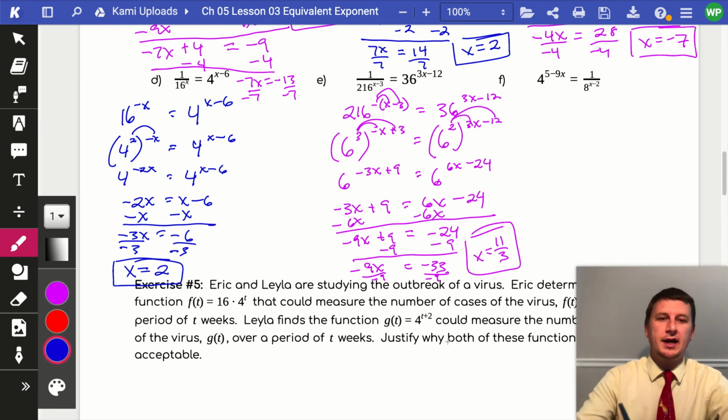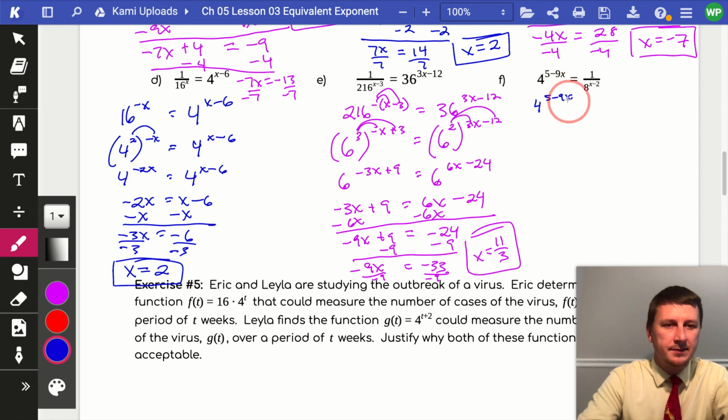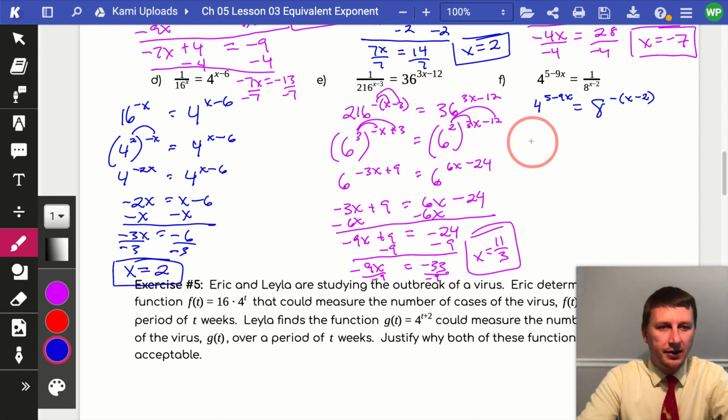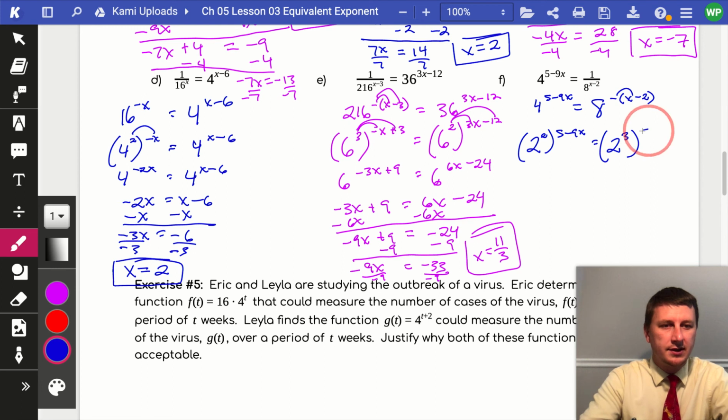And our last one for this exercise is part F, where we have 4 to the 5 minus 9x is equal to, and I'm going to bring that to the top by doing 8 to the negative x minus 2. Now, 4 to the second power is 16, so I can't change the 8 to a 4 to a power, so I'm going to have to change them both, and both of them are powers of 2. 2 squared gives you 4. So I'll have 2 squared, and then 5 minus 9x is equal to 2 to the third, as we saw before, and I'll distribute this to save some room. Negative x plus 2. I'm going to do some distribution. I'm going to get 2 to the 10 minus 18x is equal to 2 to the negative 3x plus 6.